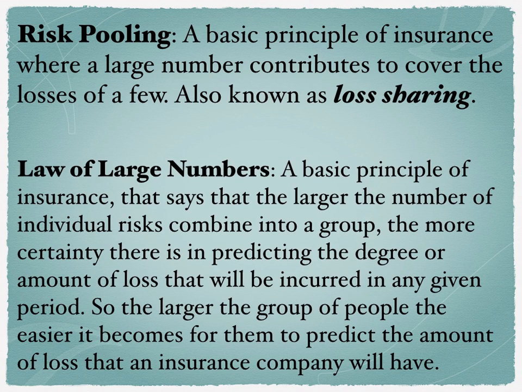The law of large numbers is a basic principle of insurance that says that the larger the number of individual risks combined into one group, the more certainty there is in predicting the degree or amount of loss that will be incurred in any given period. So the larger the group of people, the easier it becomes to predict the amount of loss that an insurance company will have.